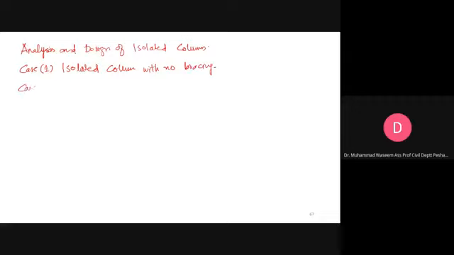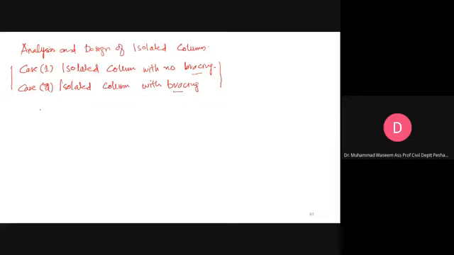The second case, we have just demonstrated through the example, the isolated column with bracing. So now you can deal with the design and analysis of an isolated column with bracing and without bracing. But we know that you cannot find a column as isolated. Maybe in the laboratory you are testing a single column, so you can use these approaches, but actually columns are part of frames.